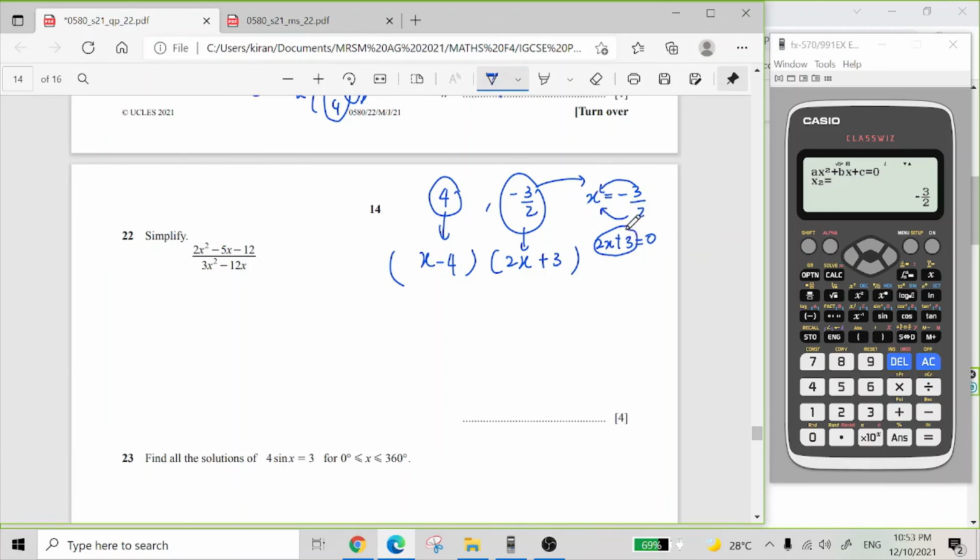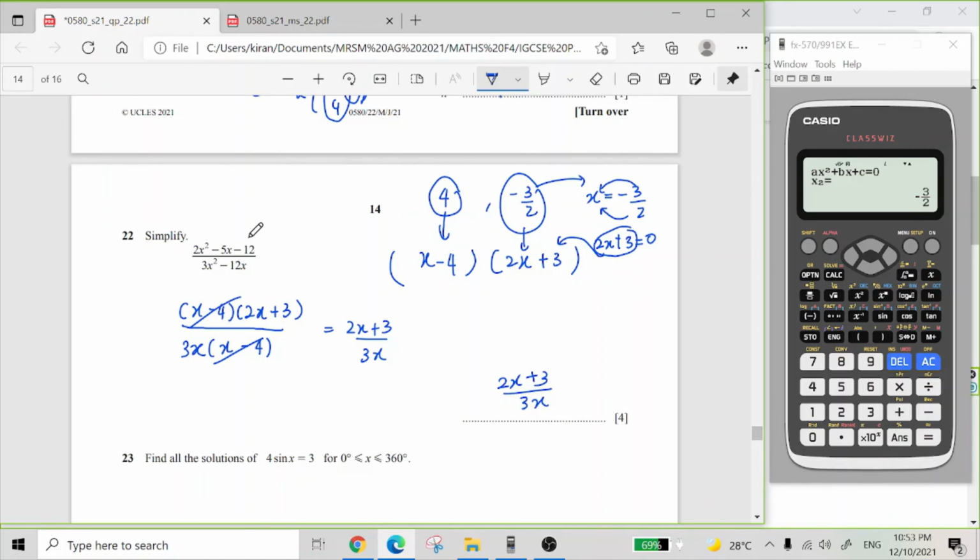So this is the expression for the factorization. For the denominator it will be x minus 4, and then 2x plus 3, and then we divide with the next expression. We factorize 3x outside, and then x minus 4. As you can see, we can cancel out this part, and the answer is 2x plus 3 over 3x. So that is the answer for question 22. We just leave it because this is in simplest form.